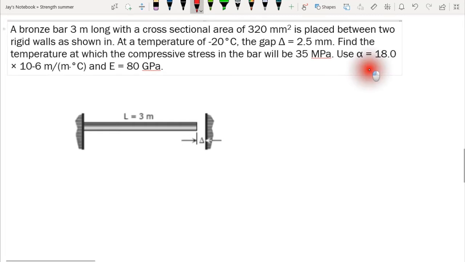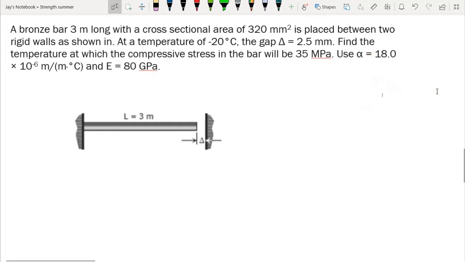Use alpha, or the coefficient of thermal expansion, as 18 times 10 raised to negative 6 meter per meter degree Celsius, and our modulus of elasticity is 80 gigapascals. So we are going to compute for the temperature where we could have a compressive stress of 35 megapascals.